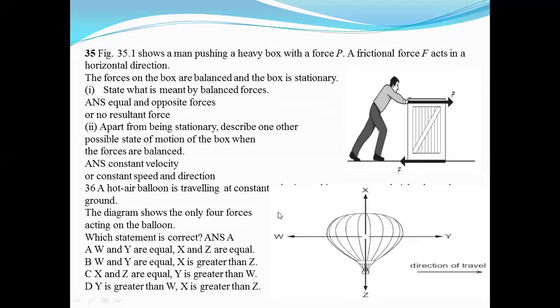Next question, a hot air balloon is traveling at constant speed and it is moving toward the ground. The diagram shows the forces acting on the balloon. Which statement is correct? A is the correct answer. The horizontal forces W and Y, they are equal, and the vertical forces X and Z, they are equal. It is mentioned it is moving with constant speed. So horizontal and vertical forces, they are all equal.